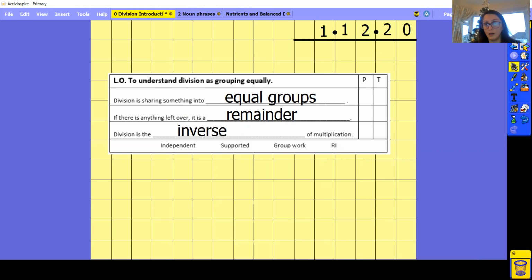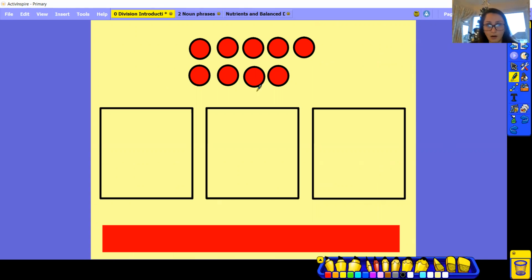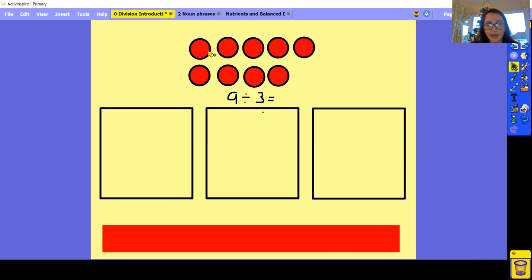So let's move on. So here we have an amount. We have these red dots. So let's count how many red dots we've got. 1, 2, 3, 4, 5, 6, 7, 8, 9. So I have 9 red dots. And how many groups do I have? So let's count. 1, 2, 3. And I'm going to share them equally. So I'm going to have to use my division sign. So I've got 9 divided by 3. So this is when we're going to share this amount, the 9, by 3.